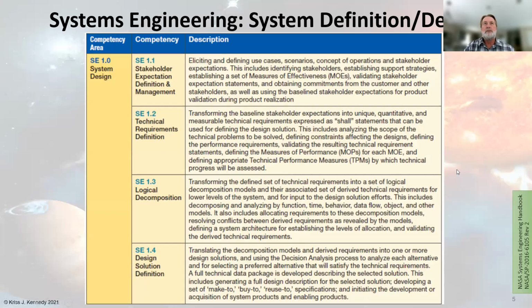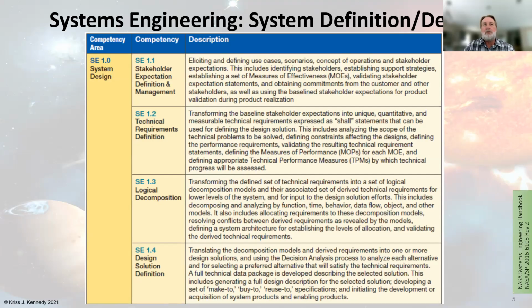So for systems engineering, the part about system design and definition is really first understanding the stakeholders' expectations, definition, and the management portion of it. Then you get into defining and understanding the technical requirements definition, which is really about transforming those stakeholders' expectations into unique, quantitative, and measurable technical requirements. And those are really expressed in shall statements. We'll go into more detail later on that.